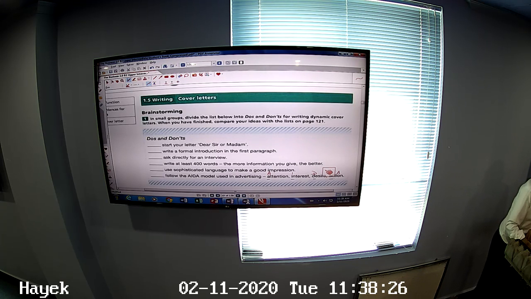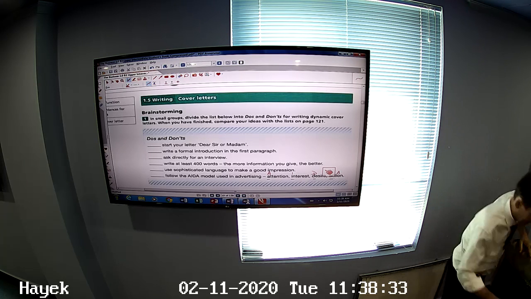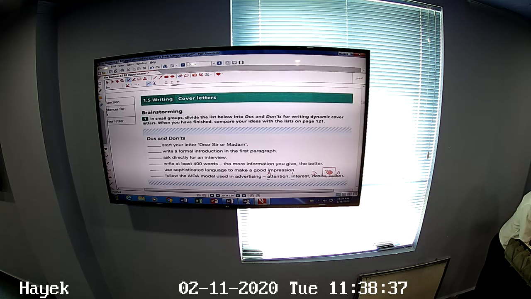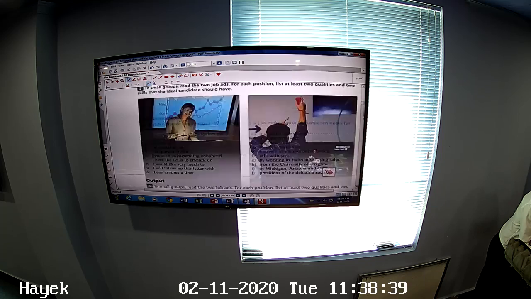Please have a look on page 121. There's some more specific advice. I think you'll be surprised about some of it. It's on the page, 121 in the textbook, not on the computer.